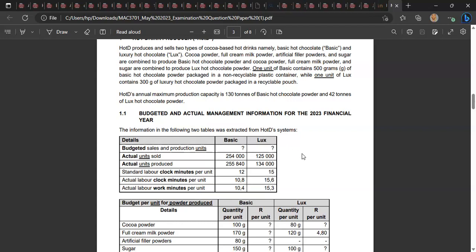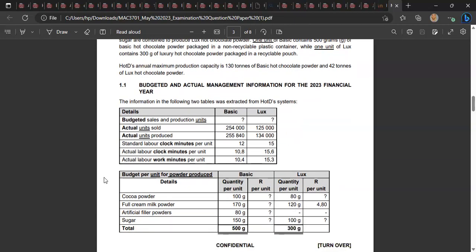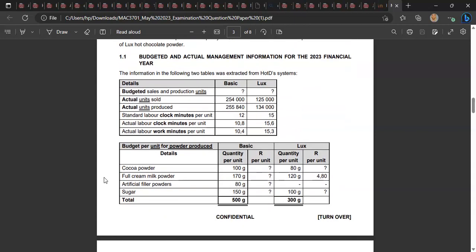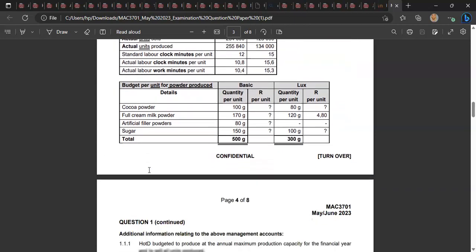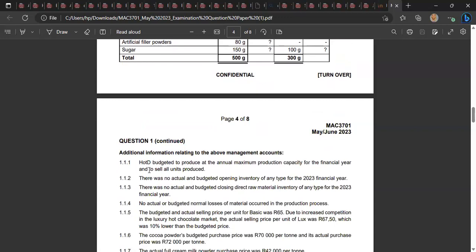All right, so let's have a look at the budgeted information now. The first thing that we need is the total budgeted fixed manufacturing overheads. Right, the total fixed manufacturing overhead. So let's just go and see where we can get that. Right, so nothing there. Budgeted fixed is normally going to be somewhere down there.